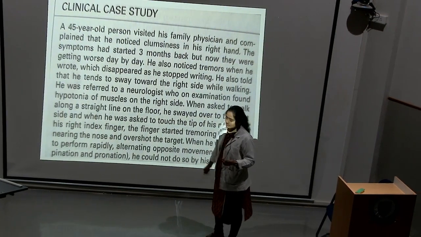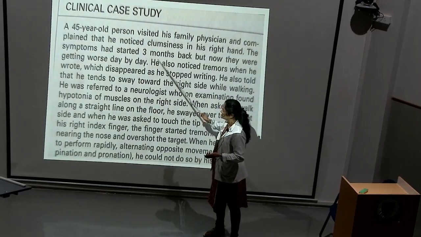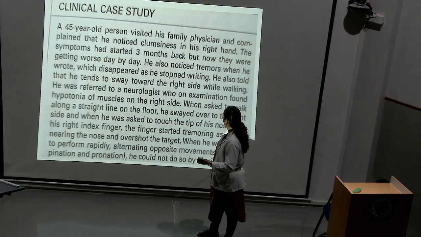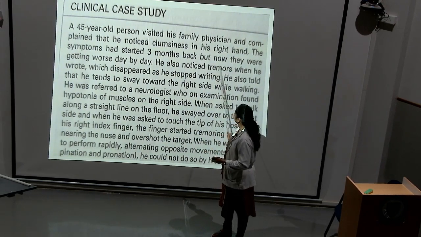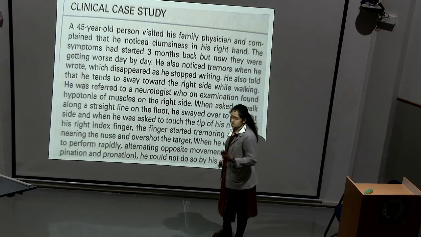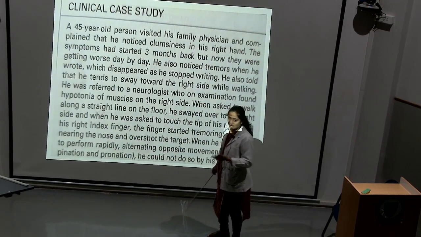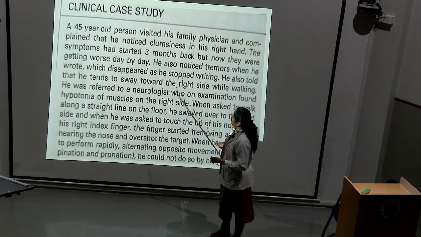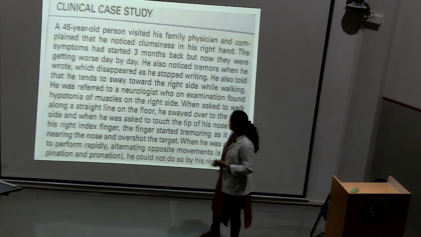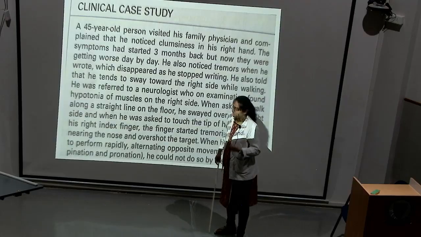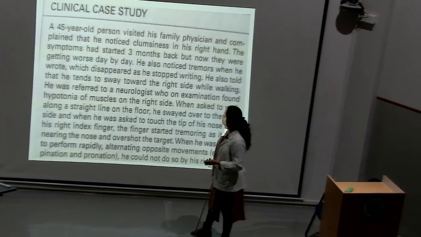This symptom, you notice, has started since 3 months, so it indicates the chronicity of the problem, and it is getting worse day by day. He also notices tremors. Tremors are unintentional movements, which disappear when he stops writing. He also told that he tends to sway, that means he is losing his balance while walking.